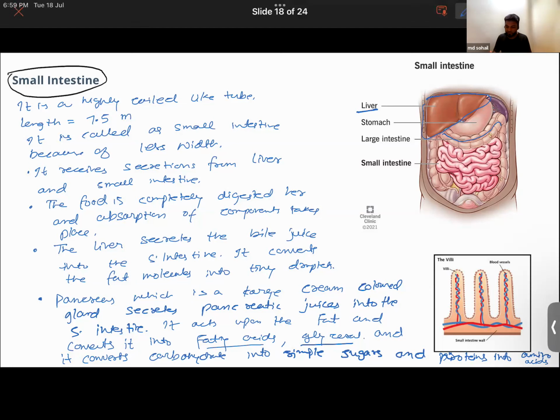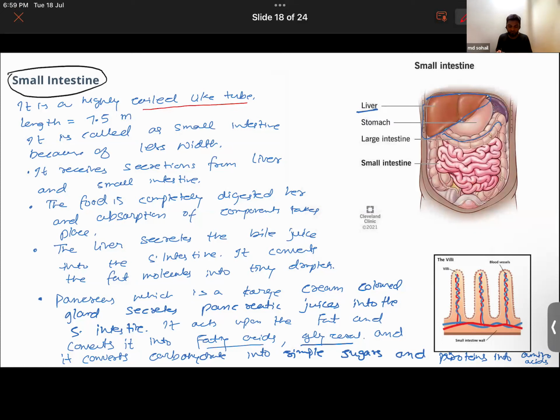So first point, Sundus, we talked about is, what was that? It is a highly coiled tube now, having a length of 7.5 meter. And then we talked about why it is called small, because it has a lesser weight. Yes, guys.